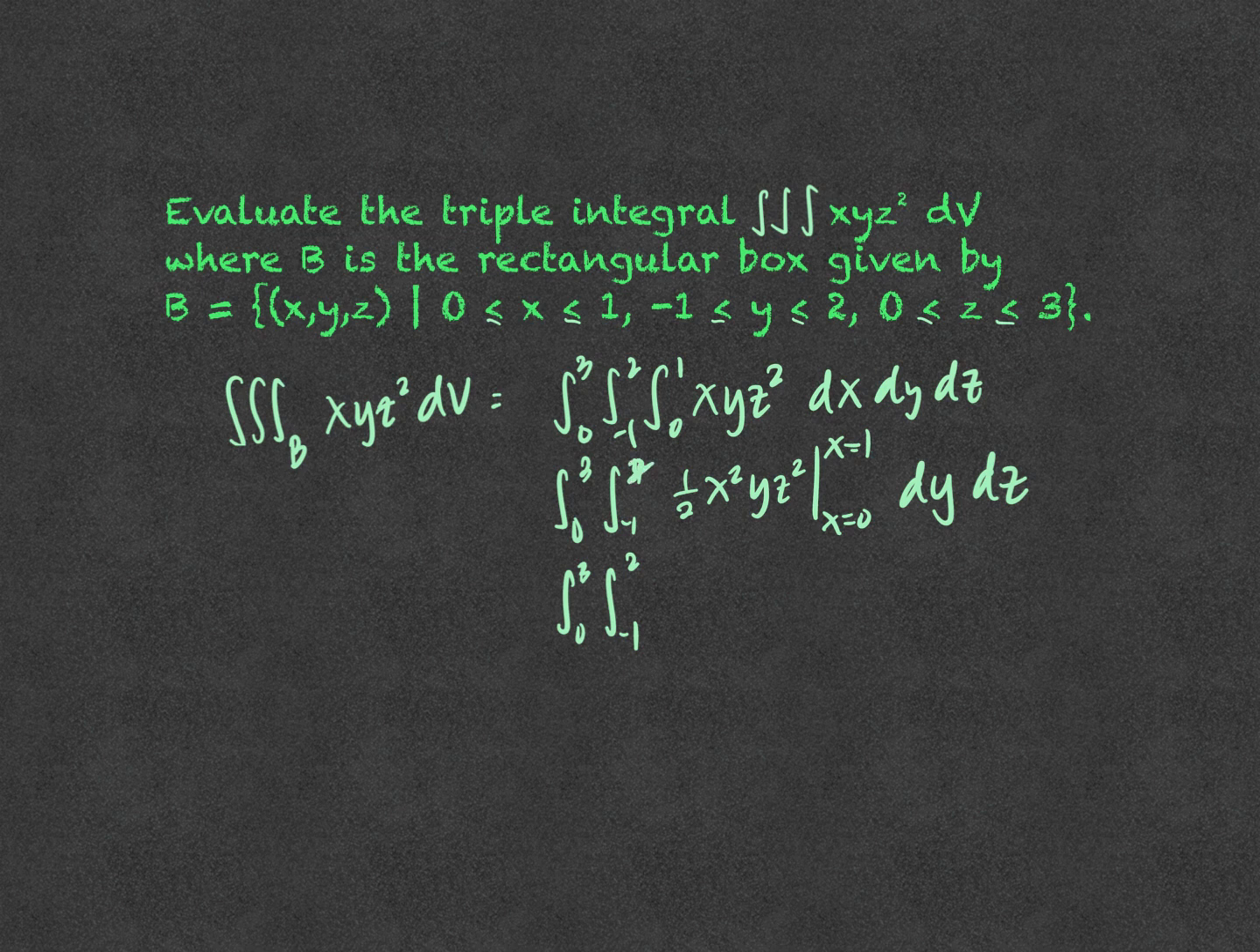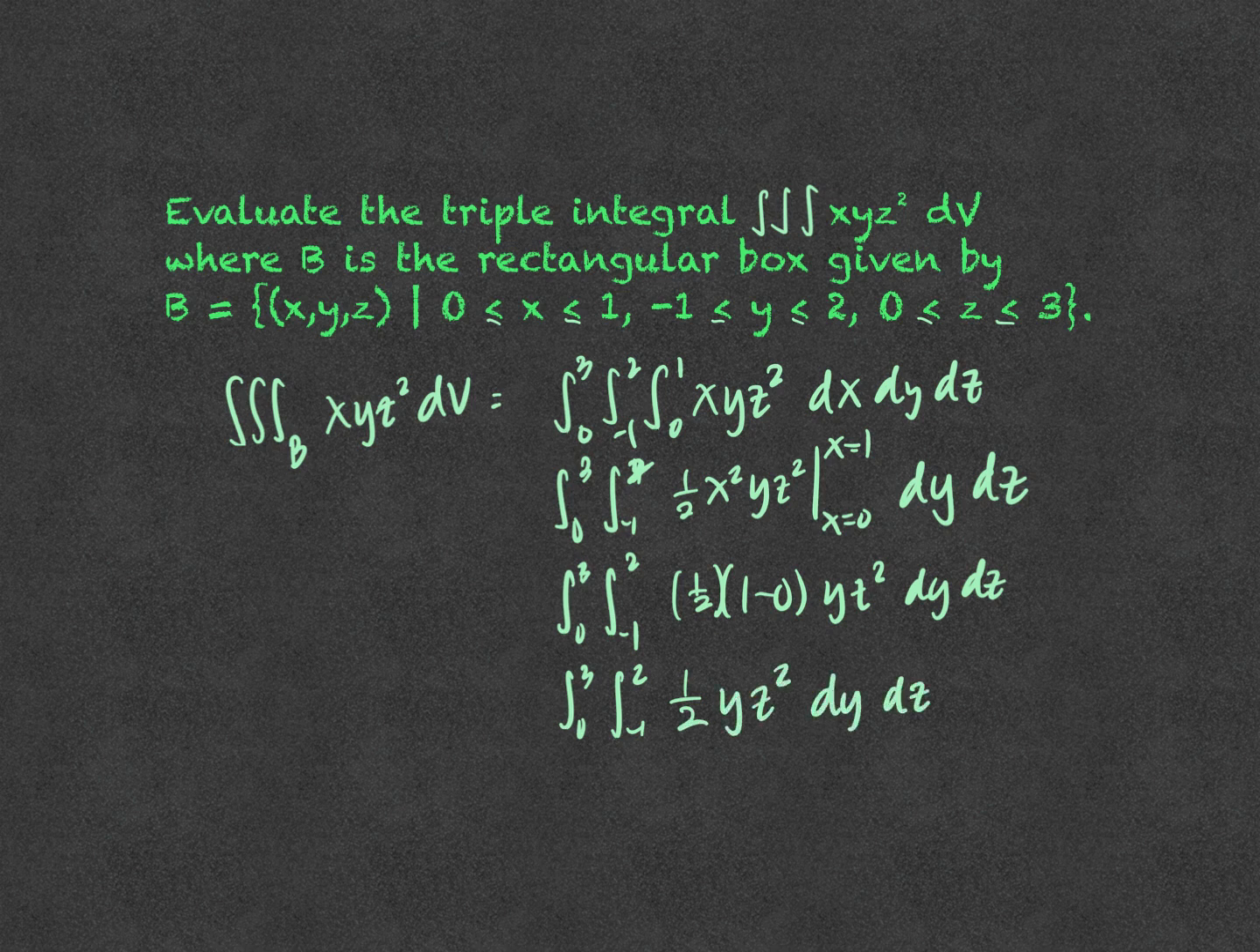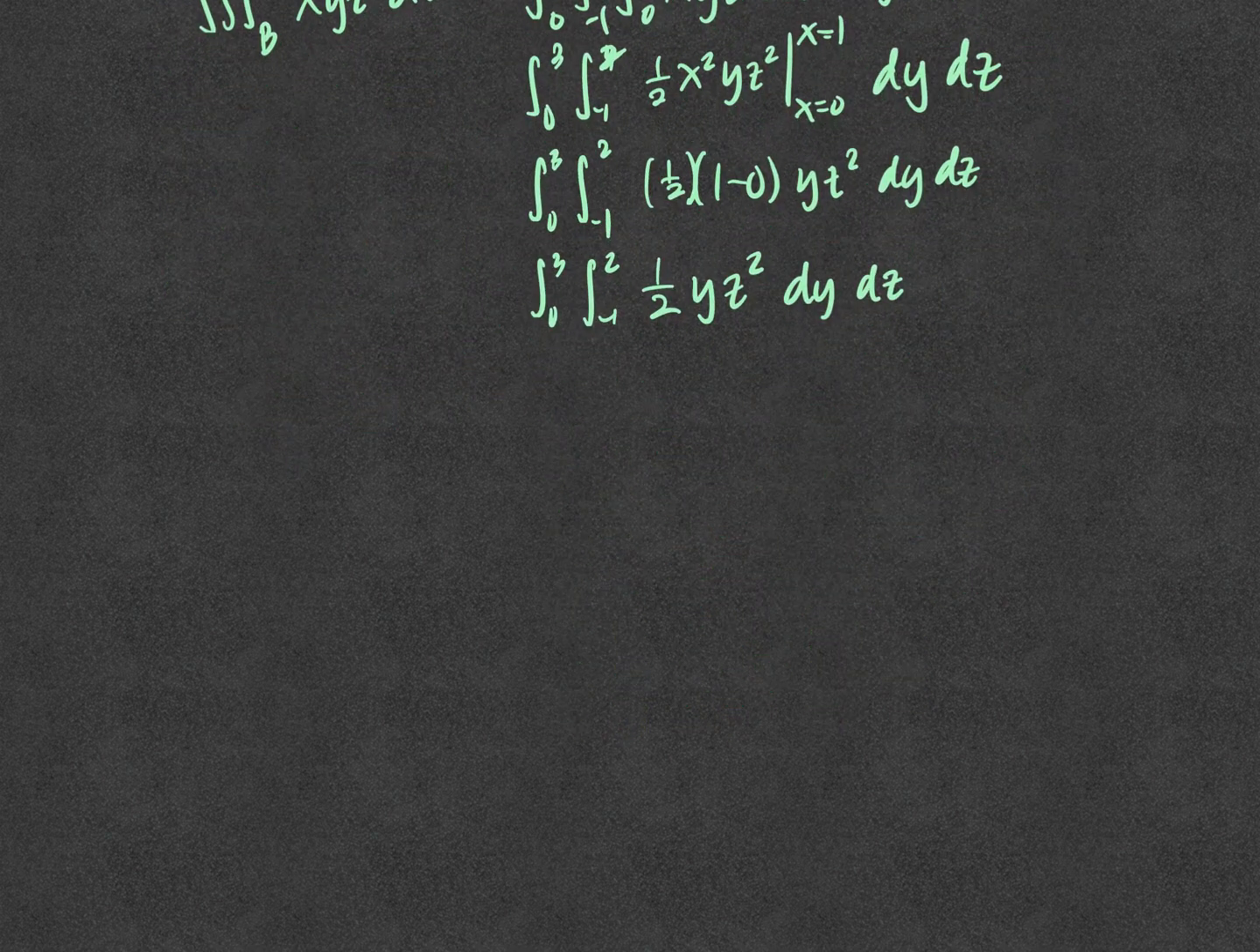And when we plug in 1, we get 1/2. I'm going to say 1/2 times 1 minus 0, yz squared, dy dz. So the integral from 0 to 3, -1 to 2. And then we have 1/2 yz squared. And we're going to integrate with respect to y and then with respect to z. So now let's pick up with our y.